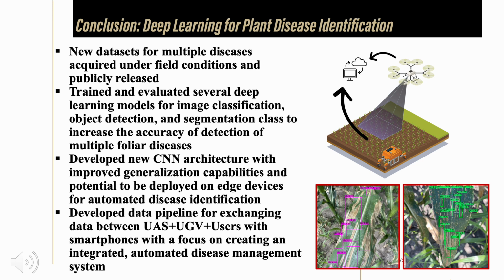And finally, we have developed a data pipeline for exchanging data between the aerial sensor, that is a drone or a UAS, the ground sensor or unmanned ground vehicle, or you can call it a robot, and also the handheld sensors that could be used by a user in the form of a progressive web application on a smartphone, so that an integrated and automated disease management system could be realized in the near future.